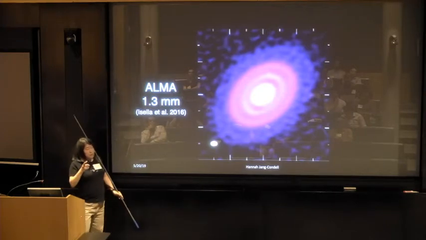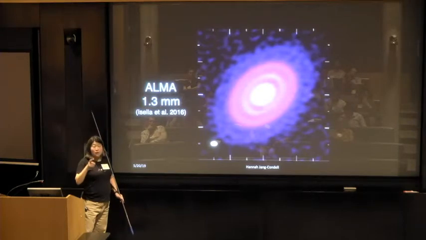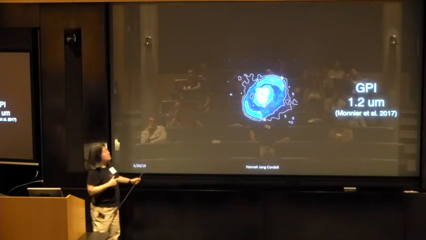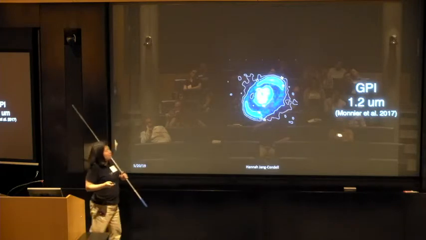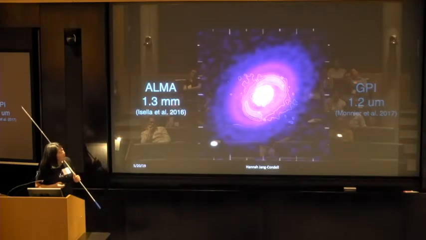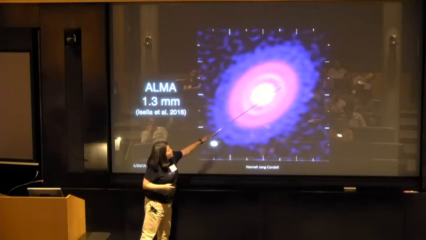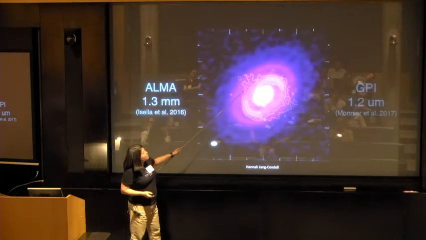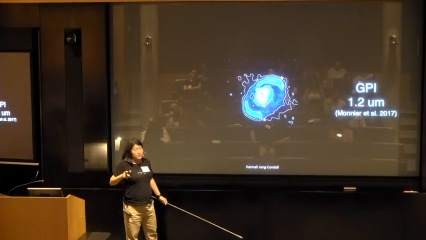And what I'm going to do is overlay a scattered polarized light image on it, registered to the same position of the star. This is imaged by GPI, by Monnier and collaborators. I'm just going to go back and forth a little bit. So here's the ALMA image. You can see this ring here. I want you to focus in on that ring. And then notice that there's this ring here. But they're offset a little bit.